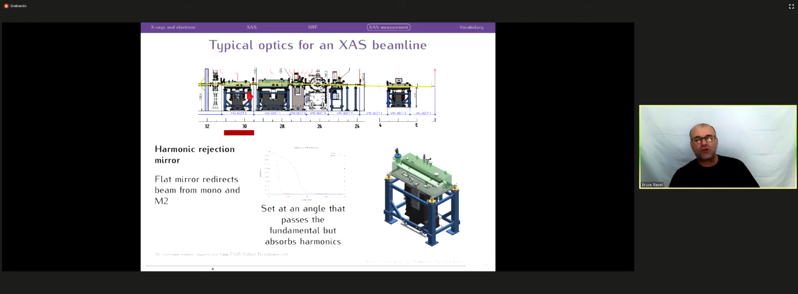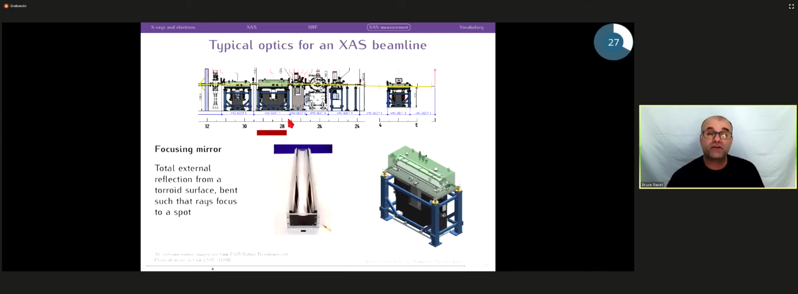So we can use the harmonic rejection mirror, which is just a very flat surface coming in at a grazing angle. We can choose the angle so that the fundamental, the lower energy photons that we actually want to measure, bounce off of the mirror like a mirror, but the higher energy photons from the harmonics diffracting off of the crystal get absorbed by the mirror. So by using the monochromator and the harmonic rejection mirror together, we really do get just the one energy of photons that we want for the XAS experiment, adjustable by the angle on the monochromator.